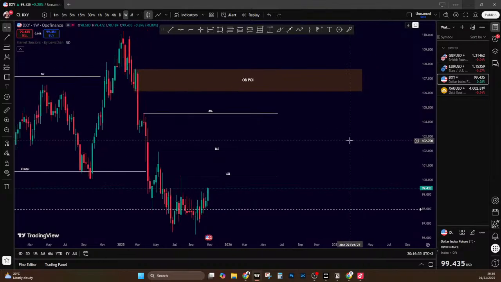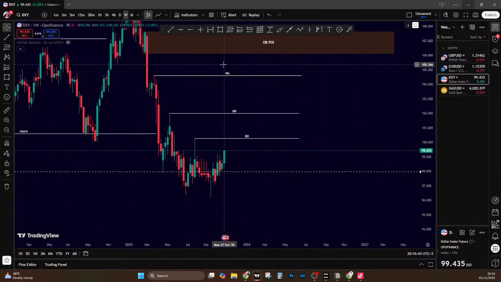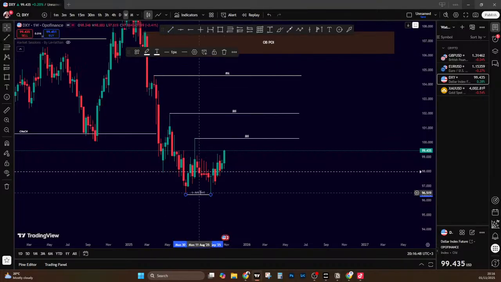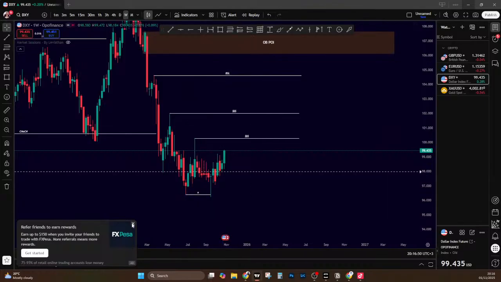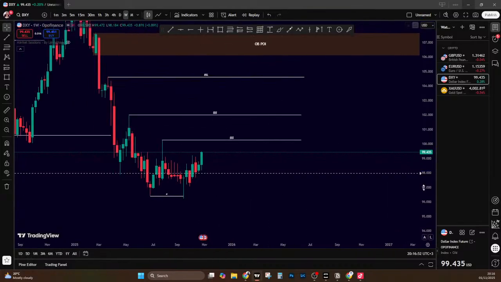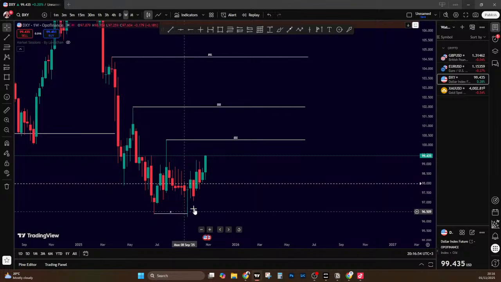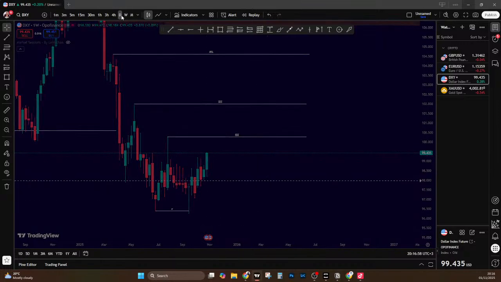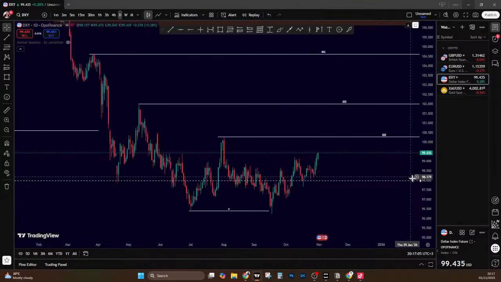So what do we expect? Weekly, we are bullish. You see, we closed bullish. And you can look at this. This came and took out this liquidity. The same thing that is happening with gold. And then what is happening? It is just buying. So what do we do? We try to look for a buying opportunity.